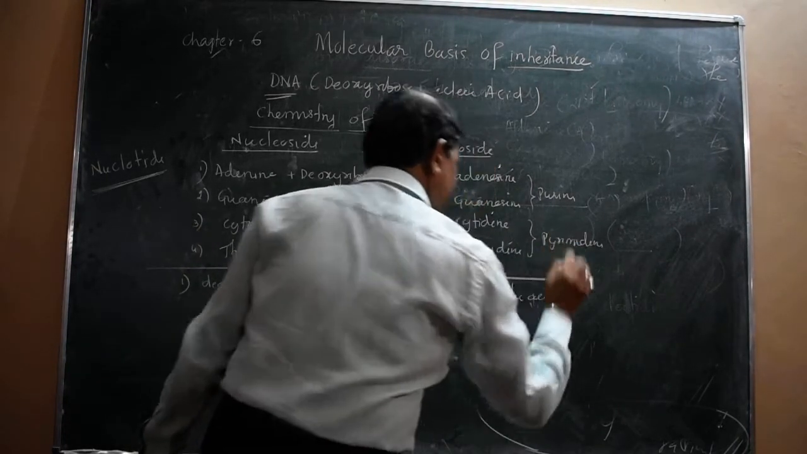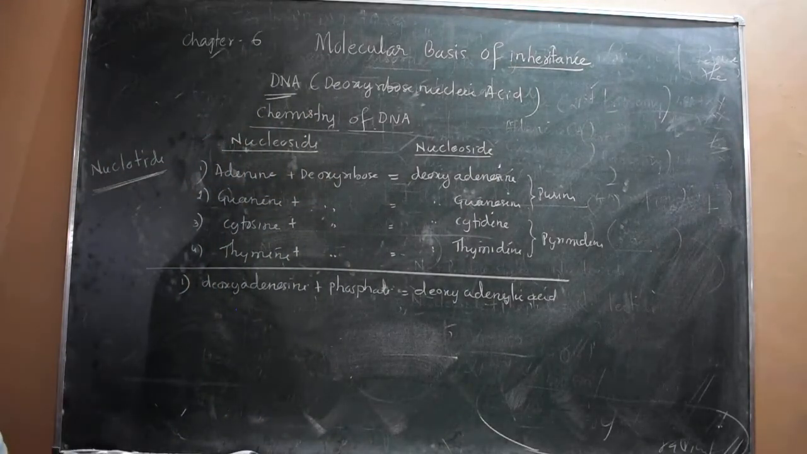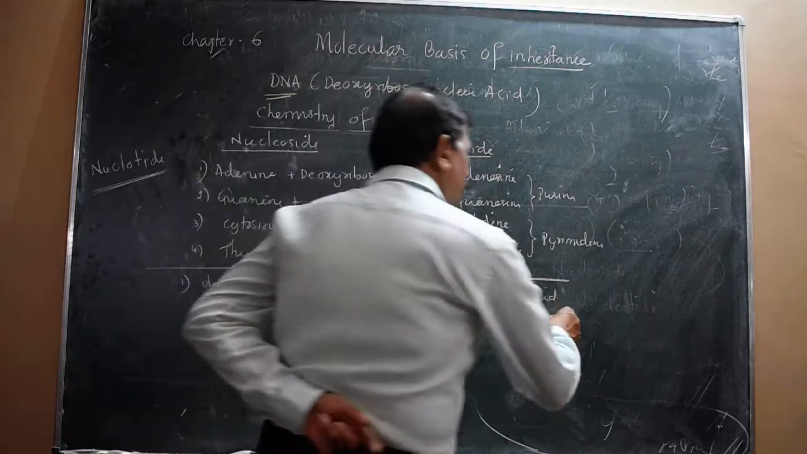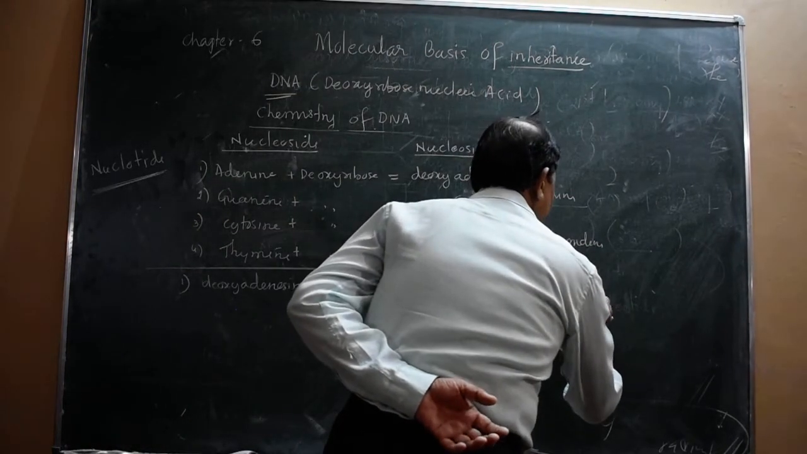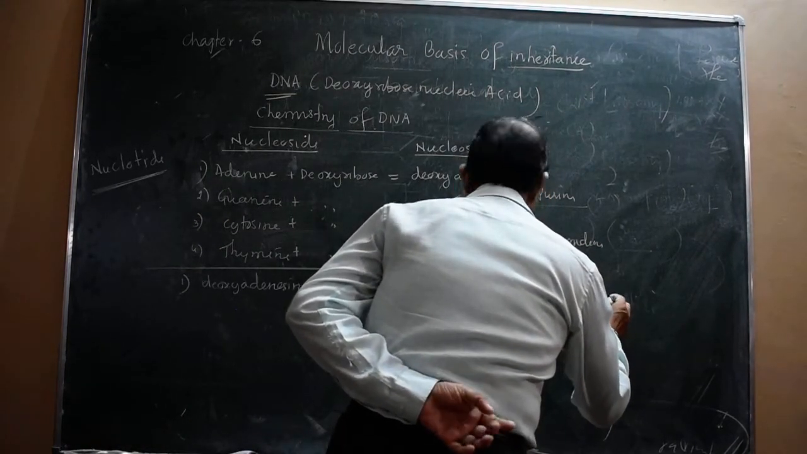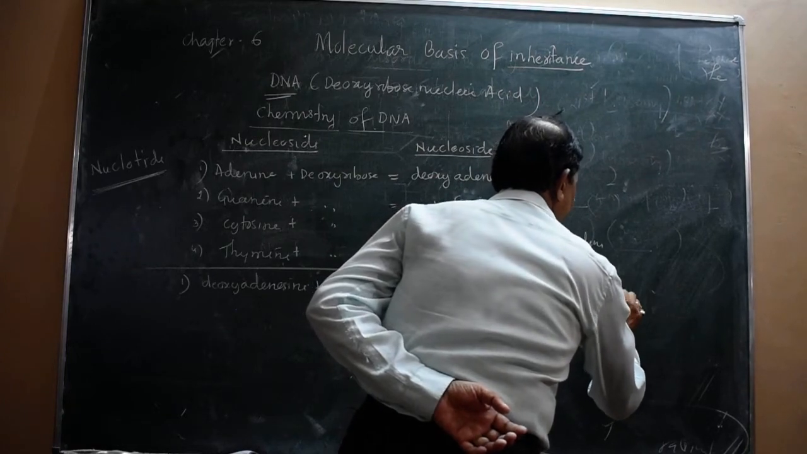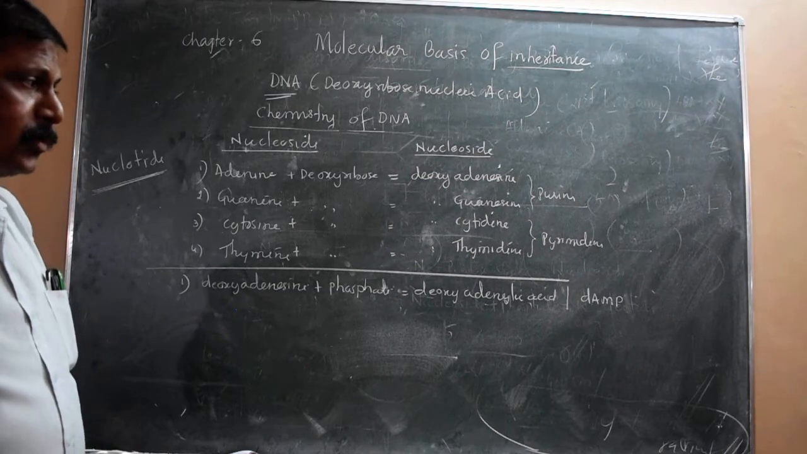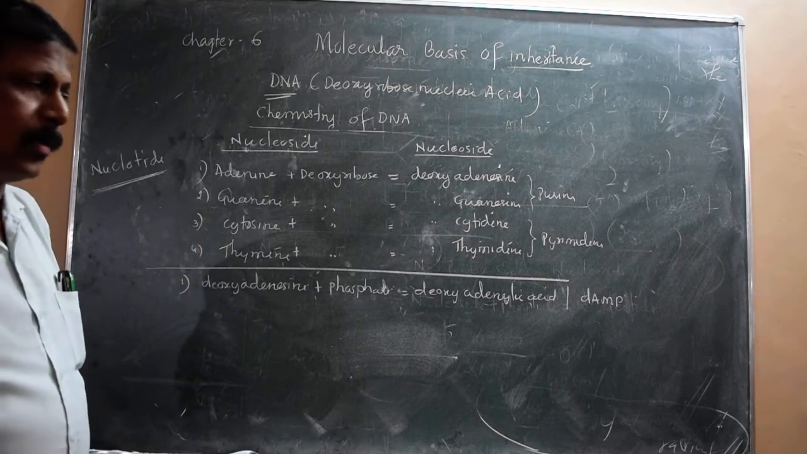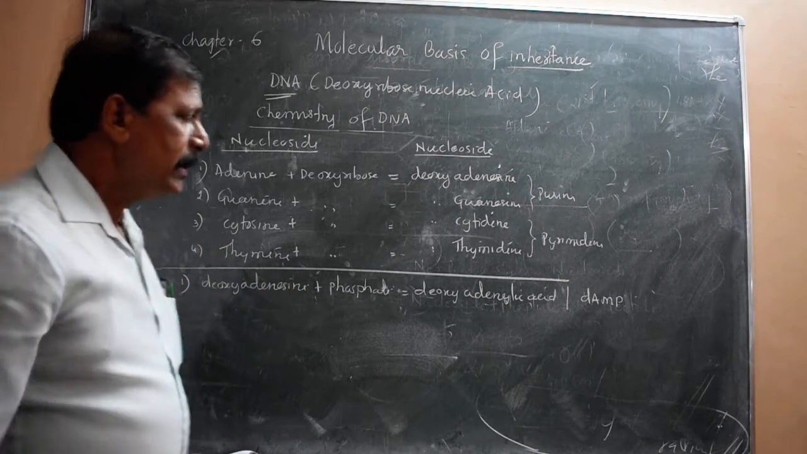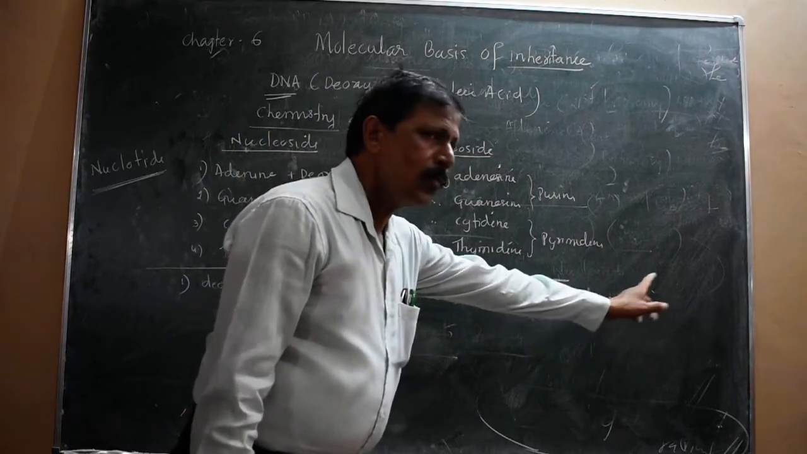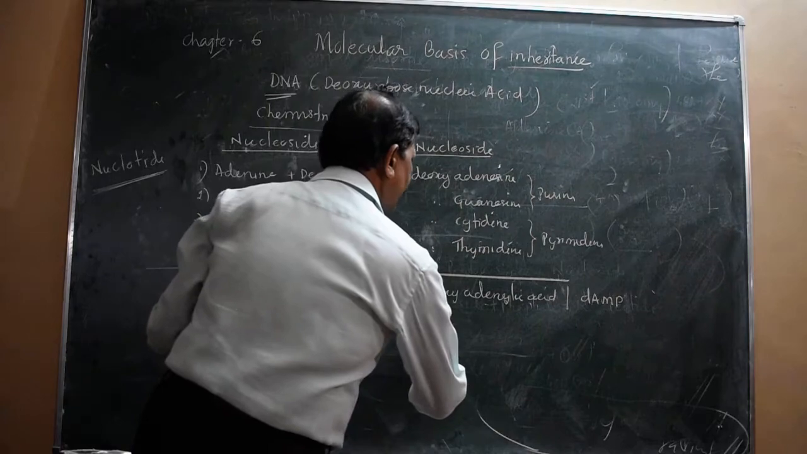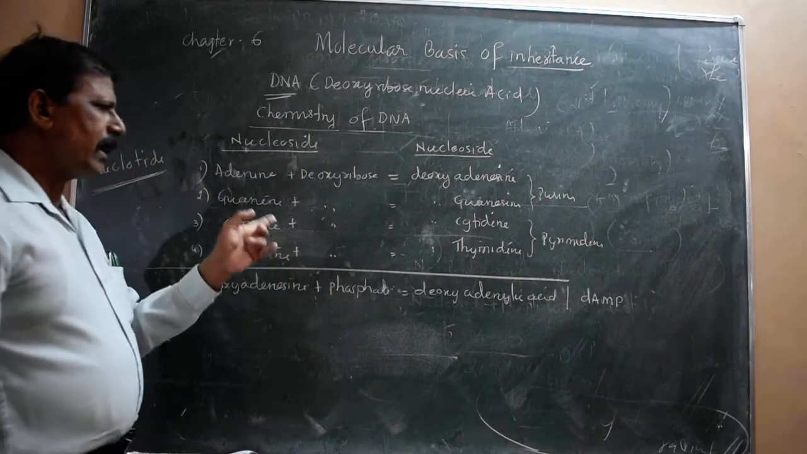Deoxyadenylic acid, or it may also be written as deoxyadenosine monophosphate, DAMP. Deoxyadenosine monophosphate, this is the short form. You must listen properly. There is no space to write there. Deoxyadenosine monophosphate, otherwise it is called. So if asked to name the nucleotide of adenine, it is deoxyadenylic acid.